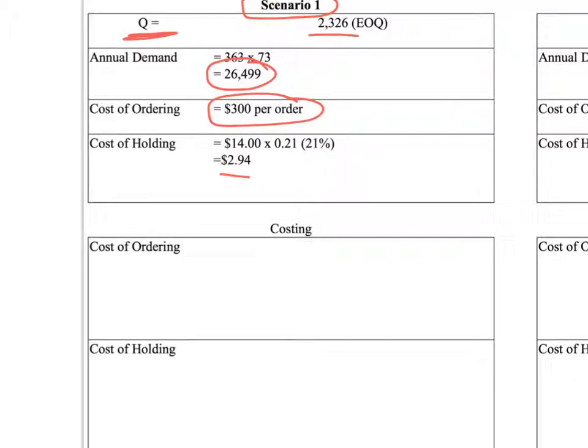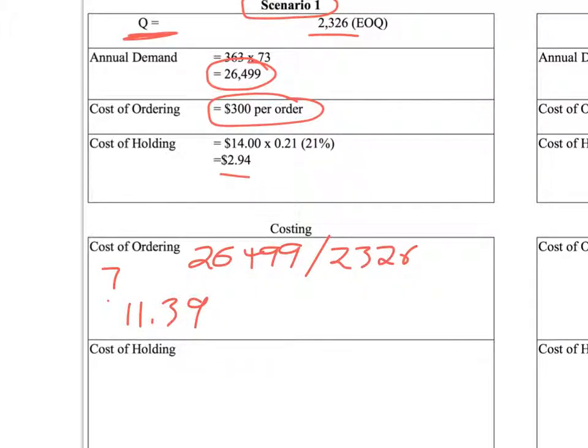So our cost of ordering is simply, hey, how many orders do we need to place? This is a question, right? How many orders? Well, we know that we are going to have demand for 26,499. Now, if we order in increments of EOQ, which is 2,326, let's figure out how many orders we would have to place. 26,499 divided by 2,326. So we would be placing 11.39 orders. But we're going to simplify that, and we'll just say we don't order fractions of orders. We're going to order 12. So we're going to place 12 orders throughout the year.